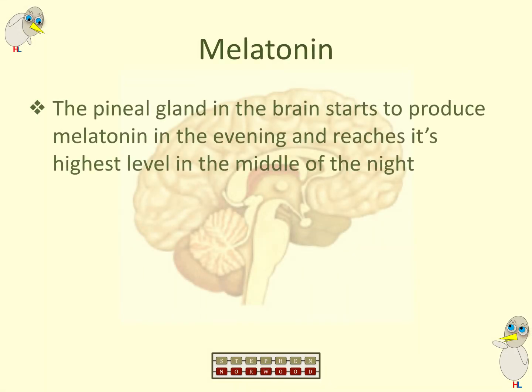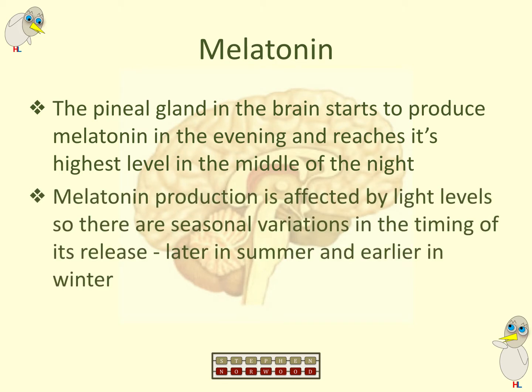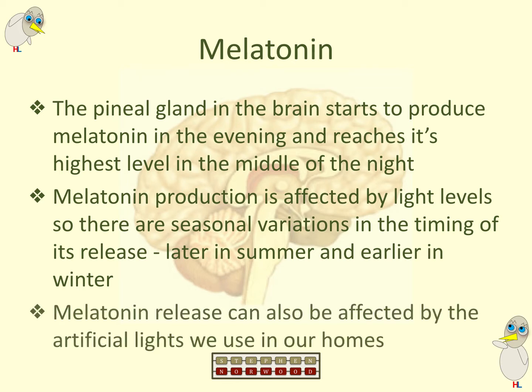Melatonin. The pineal gland in the brain starts to produce melatonin in the evening and reaches its highest level in the middle of the night. Melatonin production is affected by light levels, so there are seasonal variations in the timings of its release, later in summer and earlier in winter. Melatonin release can also be affected by the artificial lights we use in our homes.